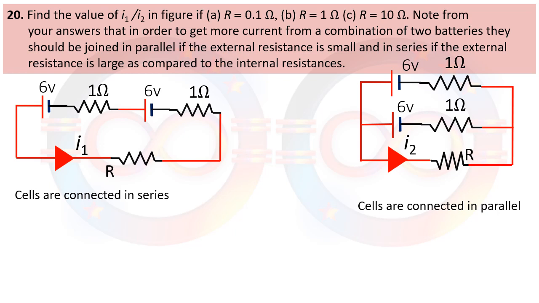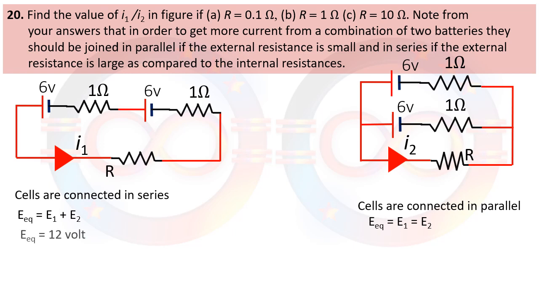Here, if you see the first diagram, the cells are connected positive to negative, so it is a series combination. Here both positives are together and both negatives are together, which means a parallel combination. In a series combination, we know the effective EMF is the addition of the individual EMFs, so it is 6 plus 6, or E1 plus E2. In a parallel combination, the potential remains the same, so it is 6 volt and 6 volt.